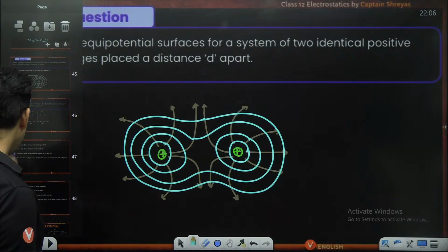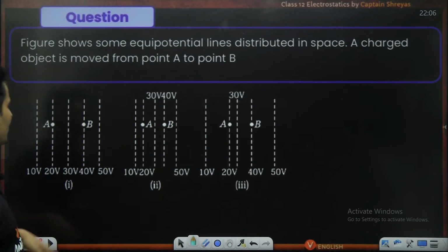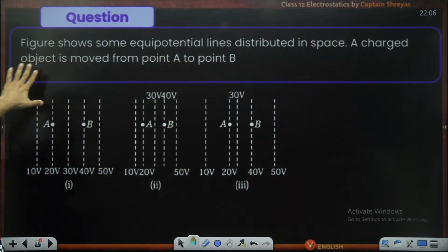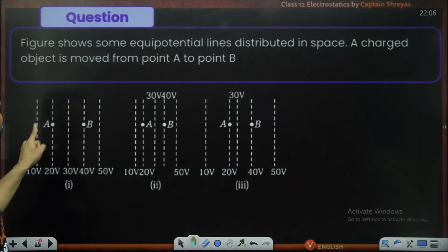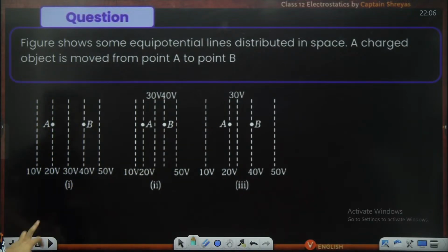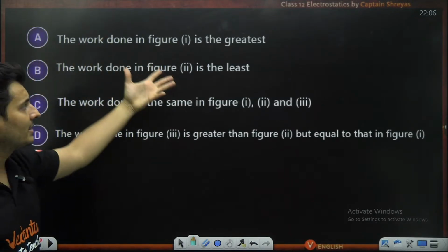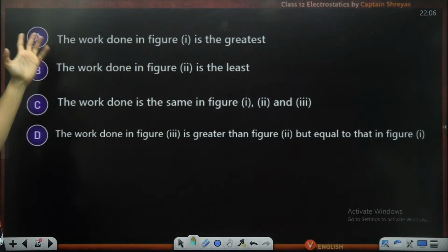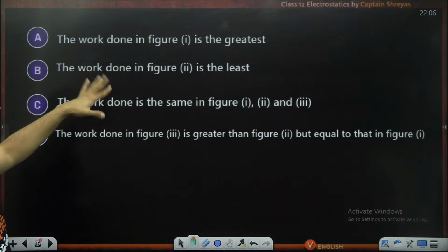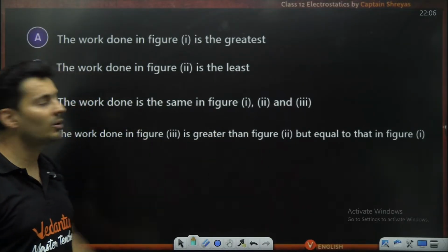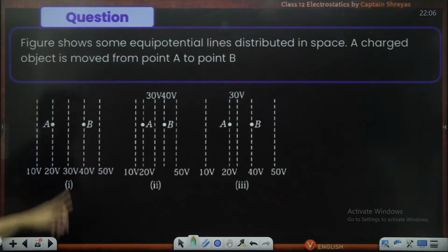Okay. Let's see if you can do this particular question, guys. The figure shows some equipotential lines in some space and an object is moved from A to B in each case. Then the question is: the work done is least, highest or equal in which of the following? Work done is more in one, work done in two is the least, work done is the same, or the work done in three is more than two but equal to that in one. Look at it. The same charge is moved from one point to the other.